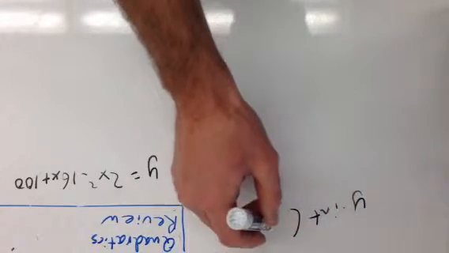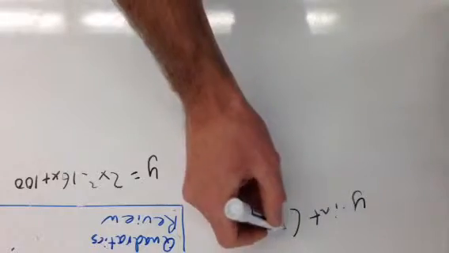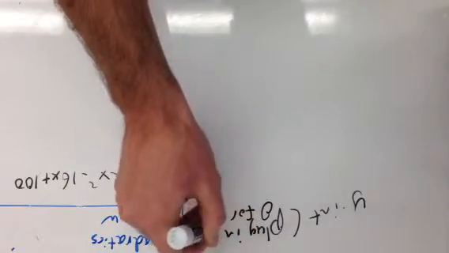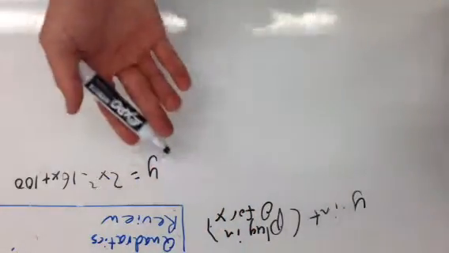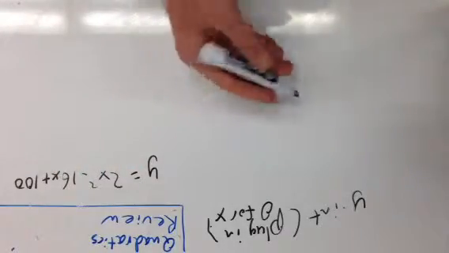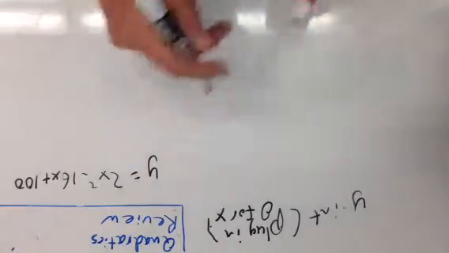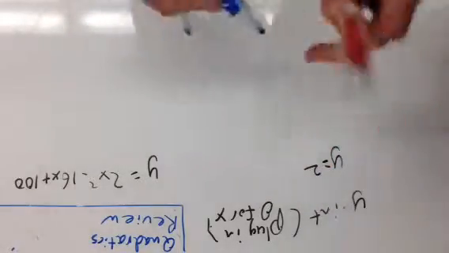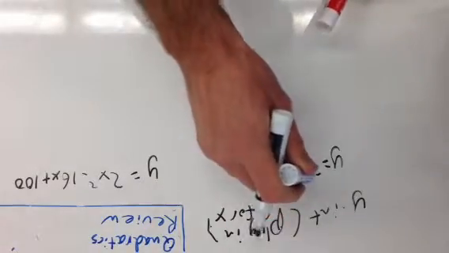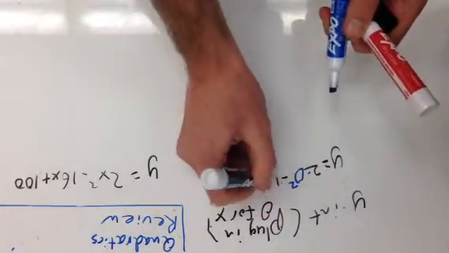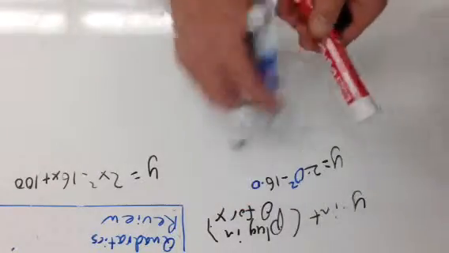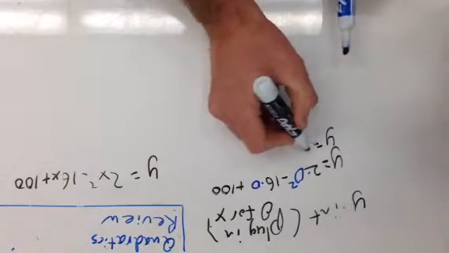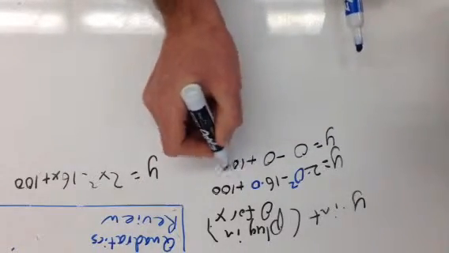The key with the y-intercept, if you want to find it, we're just going to plug in a 0 for x. Because if we want to find the y-intercept, we set x equals 0. If we want to find the x-intercepts, we're going to set y equal to 0. So if I do that, I get y equals 2 times 0 squared, right? Minus 16 times 0 plus 100, right? So we're going to get y equals 0 minus 0 plus 100.